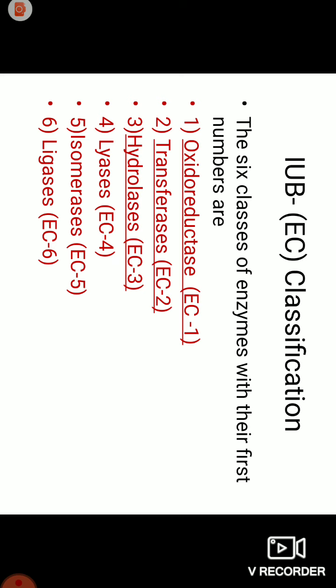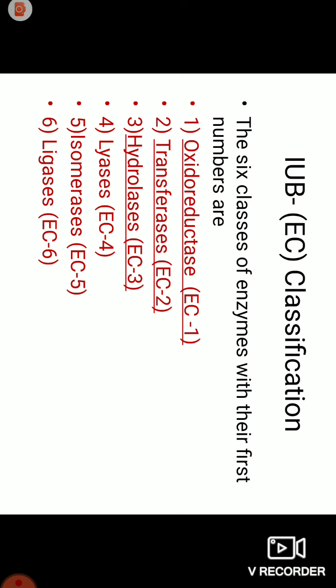O stands for oxidoreductase, T stands for transferase, H stands for hydrolases, L stands for lyases, I stands for isomerases, and L for ligases. So I hope it is clear. That is the classification, and the classification is based on the nature of the reaction. So I will give you a brief introduction.